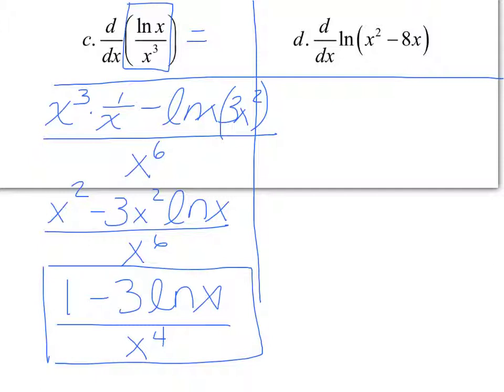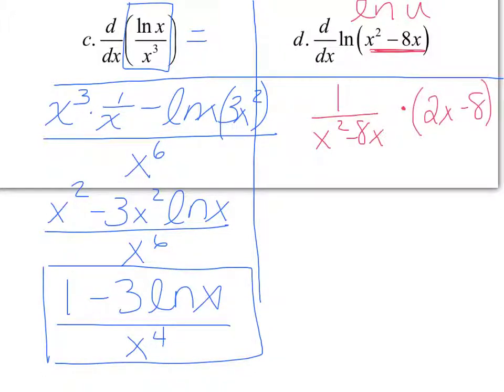On D, D is going to involve the chain rule. So this is like you have the ln of u. So you take 1 over x squared minus 8x times the derivative of the inside, which is 2x minus 8. So as your final answer, you're going to write 2x minus 8 over x squared minus 8x.